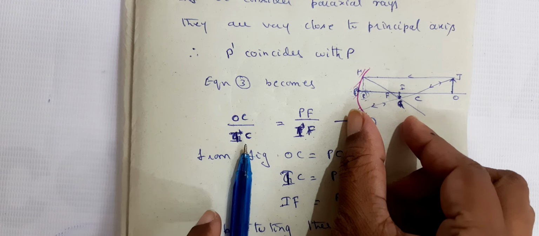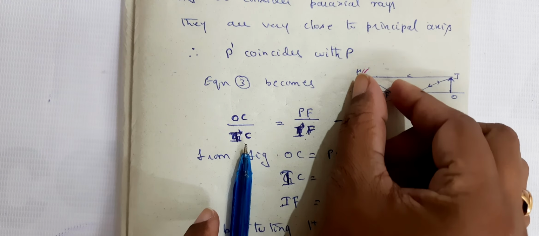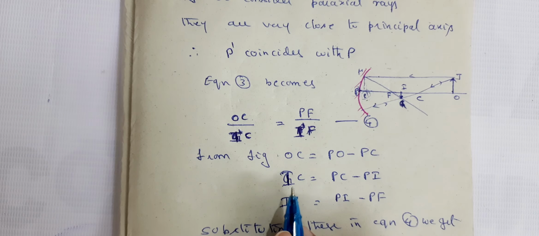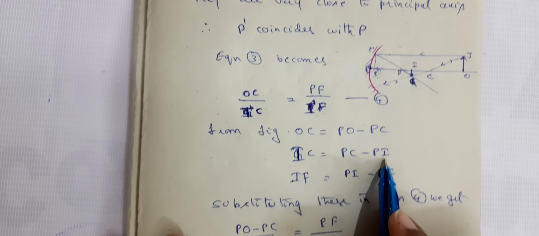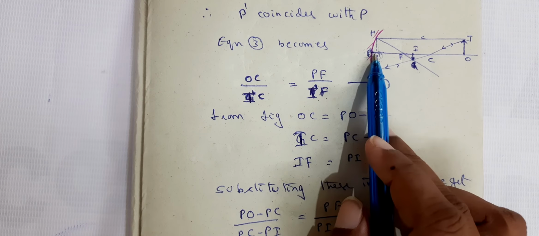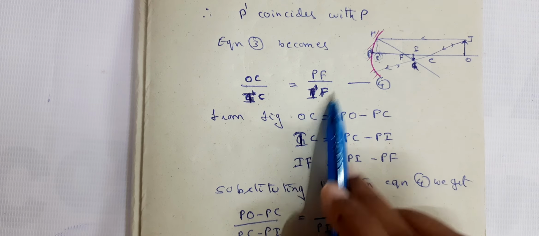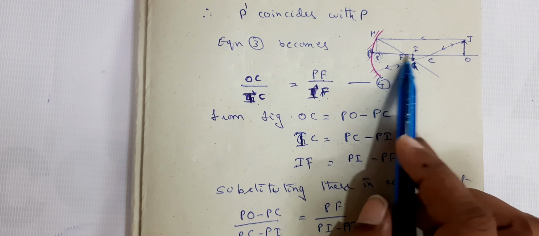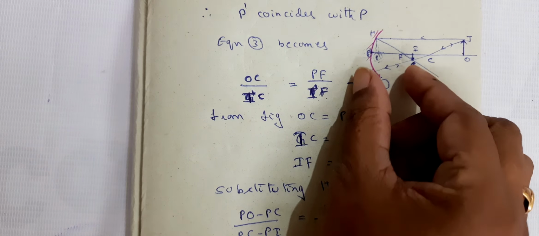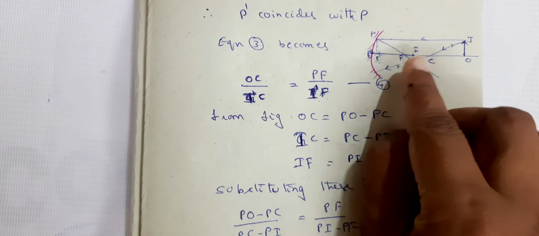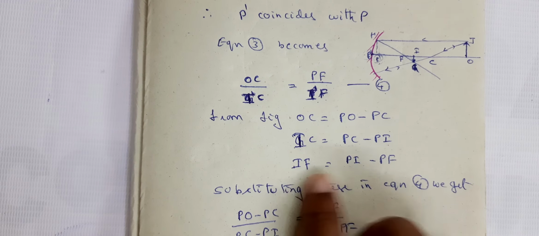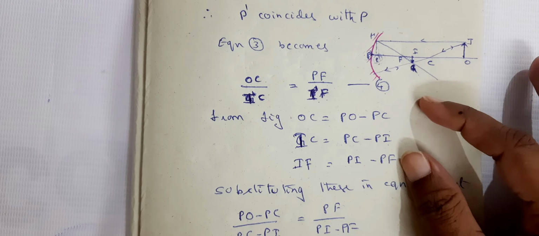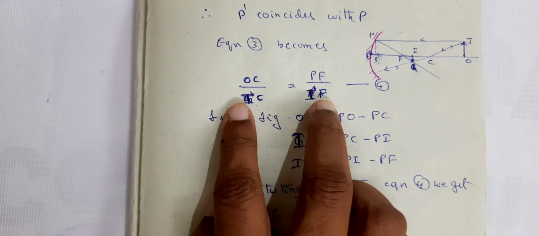So from PC, you are going to subtract PI. So therefore IC is equal to PC minus PI. Now the next what we have is IF. This one. That means PI minus PF gives you this one, IF. So PI minus PF is equal to IF. Okay, children, is that clear how we are changing this?